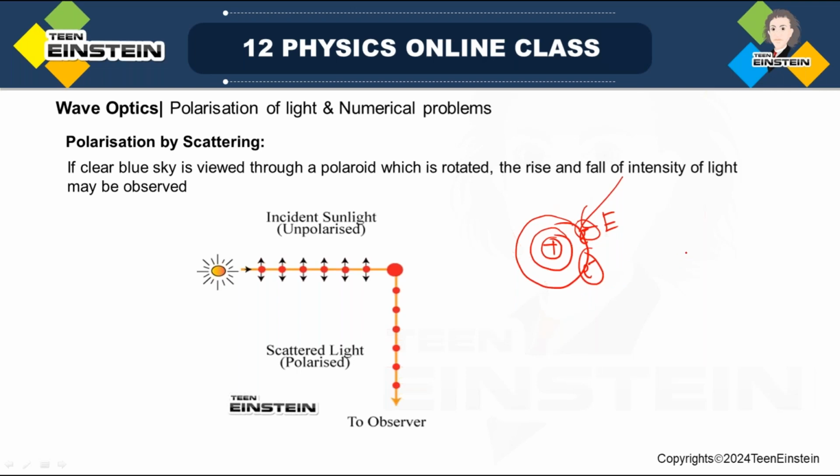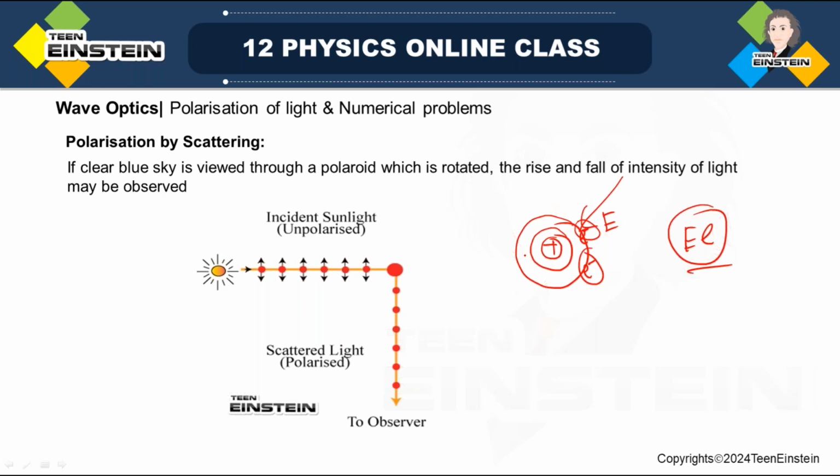How will that be influenced? Because the electric field exerts a force on electric charges, and because of this force, since the electric field is oscillating, the electrons also will be oscillating. These oscillating electrons further radiate light, or electromagnetic wave, or electric field, whatever you say. So this is actually the phenomenon of scattering.